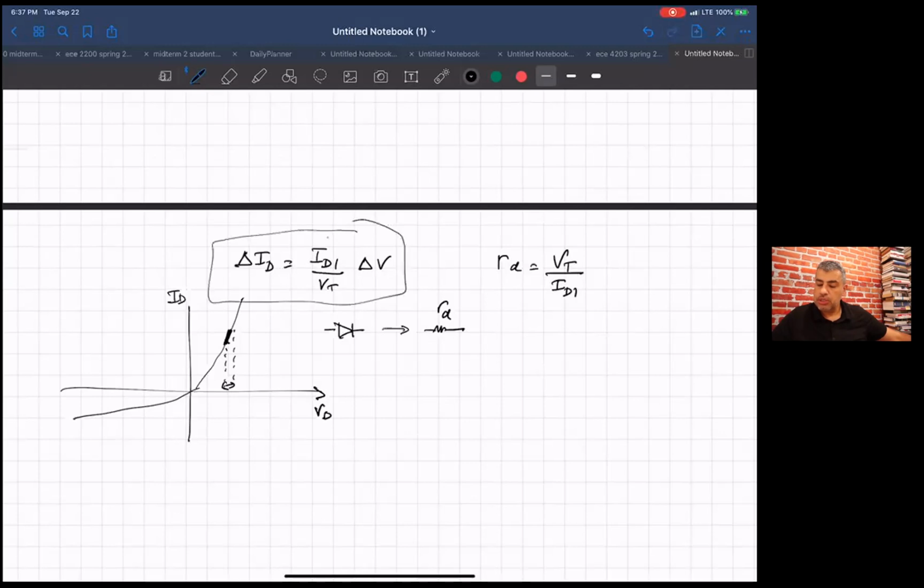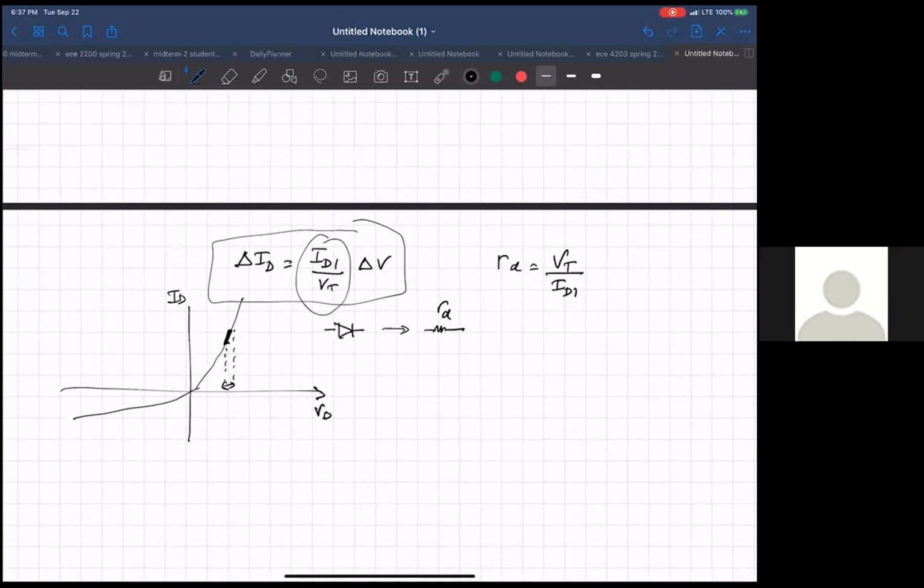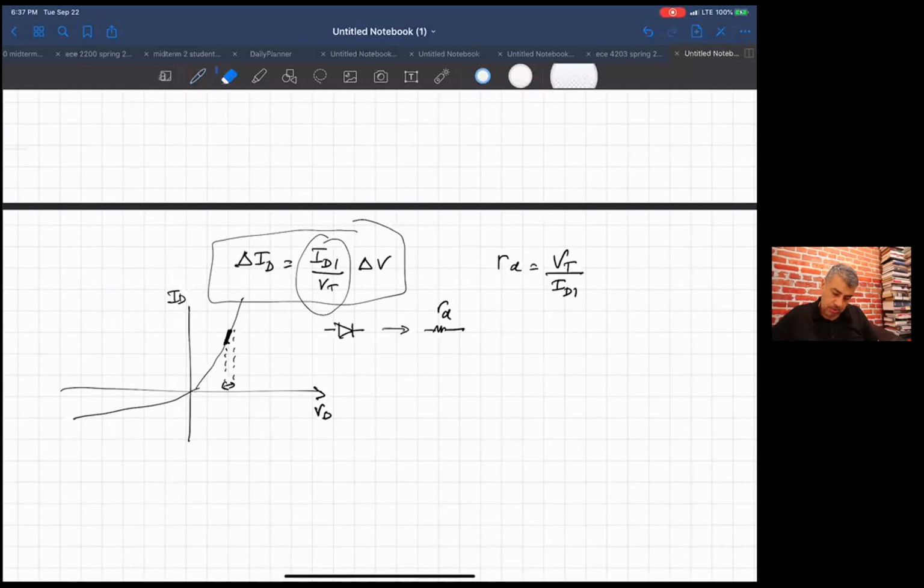This just looks like a resistor, a linear dependence of a current on a voltage, and the proportionality constant is I_D1 over V_T, which is like 1 over the resistance. Everybody see that? Yes. Okay.